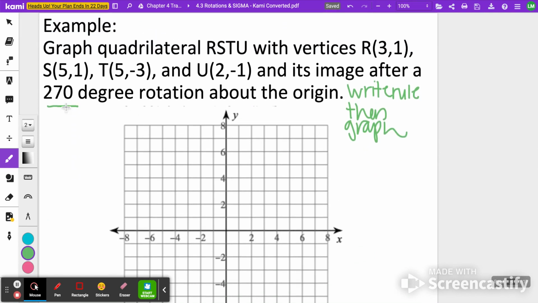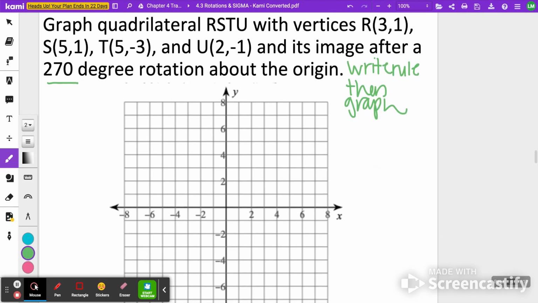The first thing we want to do is just graph our original points. Let's go ahead and take time now to do that. You can pause the video and try that on your own. And when you're done, click play to see what happens next. All right, so what we've got here is looking like R, S, T, and U. It looks kind of like a kite. Now we're ready to rotate it about the origin.